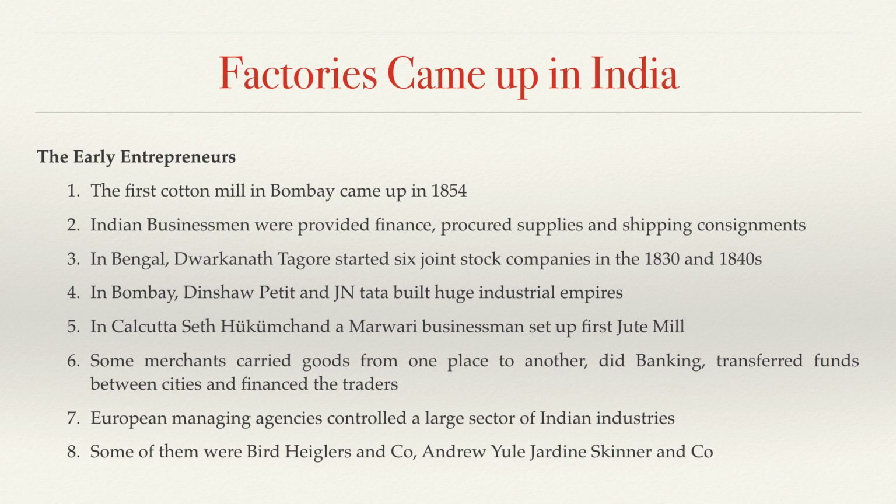In Bengal, Dwarkanath Tagore started six joint stock companies in the 1830s and 1840s. In Bombay, Dinshaw Petit and J.N. Tata built huge industrial empires. In Calcutta, Seth Hukumchand and Marwari businessmen set up the first jute mill. Some merchants carried goods from one place to another, did banking, transferred funds between cities, and financed the traders.